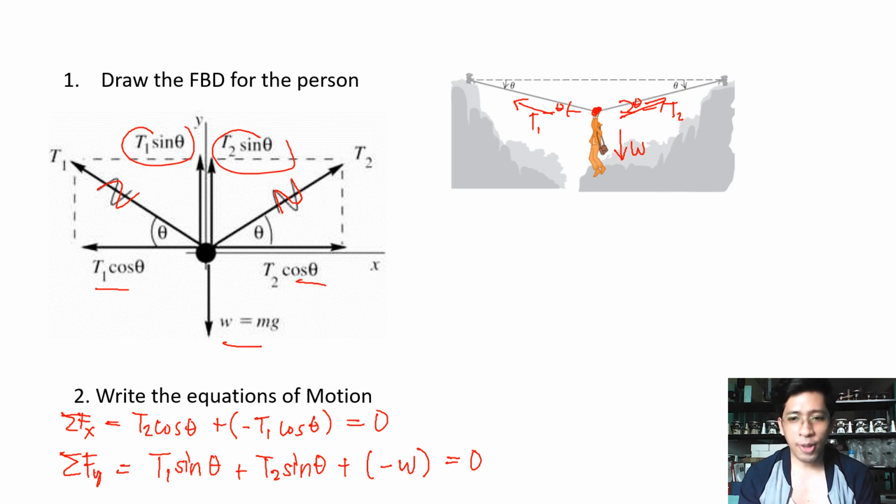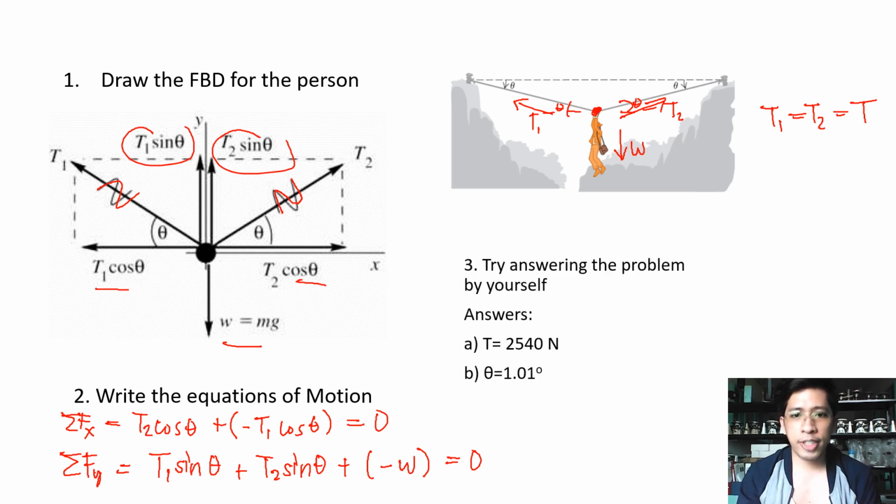Next, your target is to solve the problem. So using these equations here, and taking note that your T1 is just equal to T2, you can just name these two tension forces as T. We're asked for the tension and then the theta of your system. Please try answering the problem by yourselves. These are the answers. For the tension, you'll get a tension of 2,540 newtons and then a theta of 1.01 degrees. So please try solving the problem yourselves.